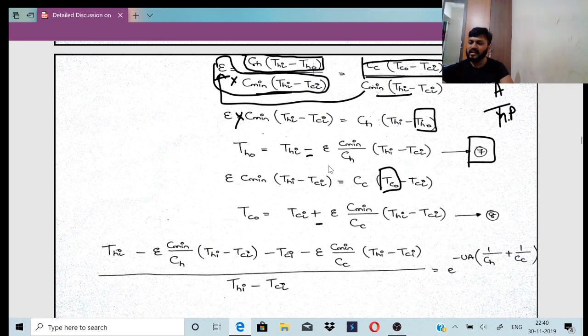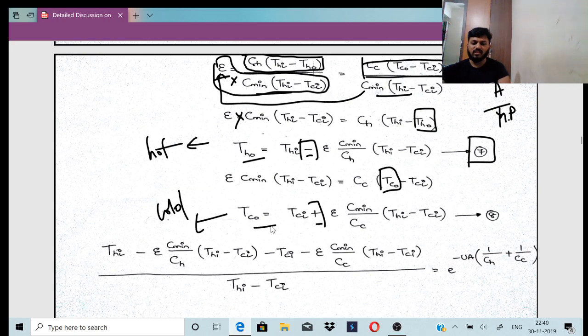TC naught will move to this side, so it becomes negative. So the seventh equation will have a negative sign, whereas the eighth equation will have a positive sign. That is, hot fluid will have a negative sign and cold fluid will have a positive sign. So we got the values of TH naught and TC naught.